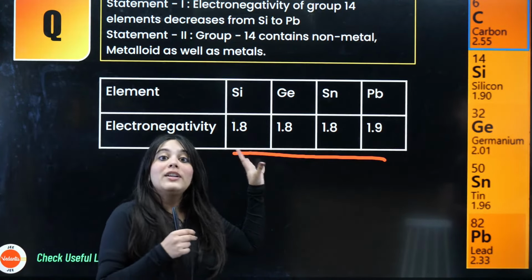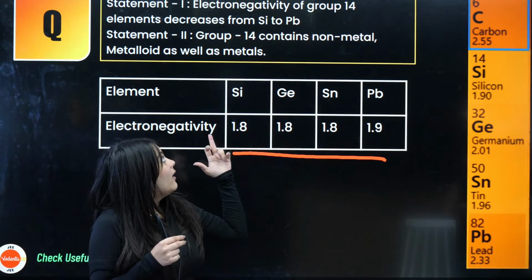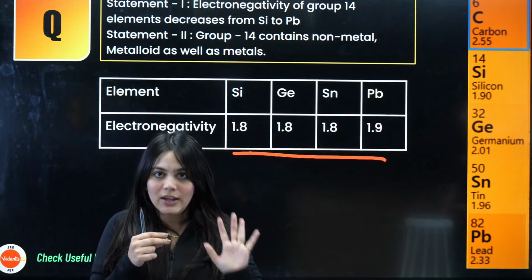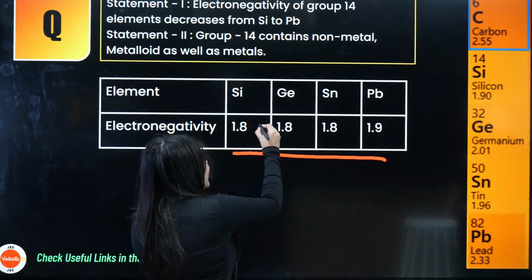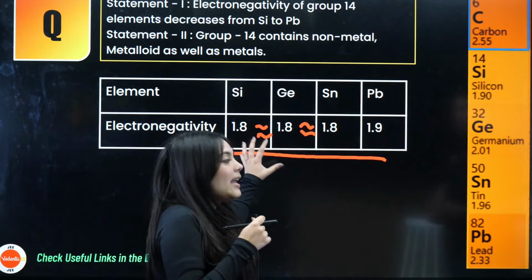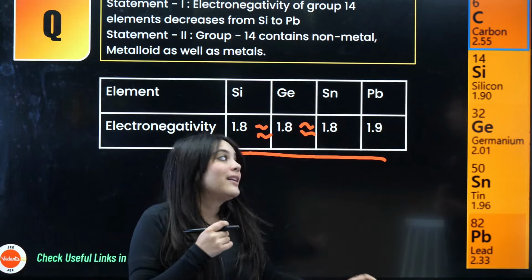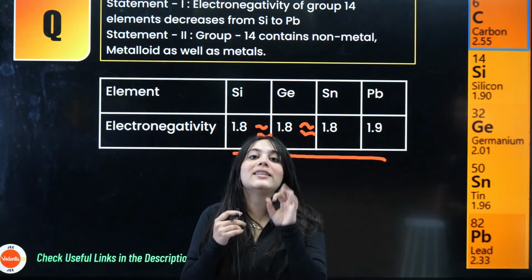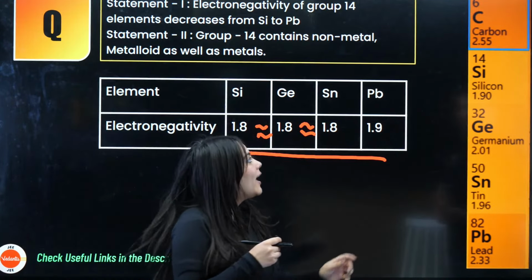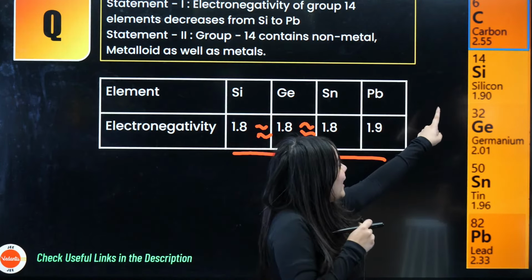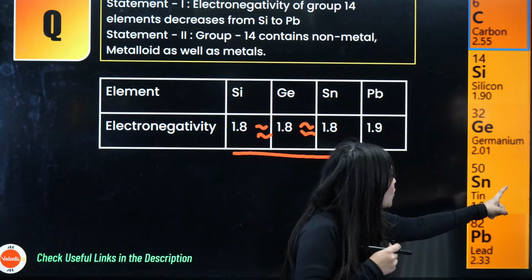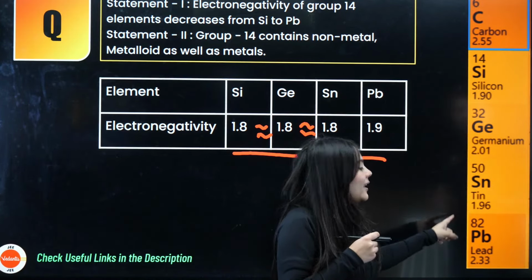But according to the trend given in your NCERT, the electronegativity for silicon, germanium and tin remains almost equal, right? It is not 1.8 exactly, but it is equivalent to 1.8. This is according to the data given in NCERT, but if you check the live, real-time data through the internet, the electronegativity value for silicon is 1.9. For germanium, it is 2. For tin, it is again decreasing and then it is again increasing.